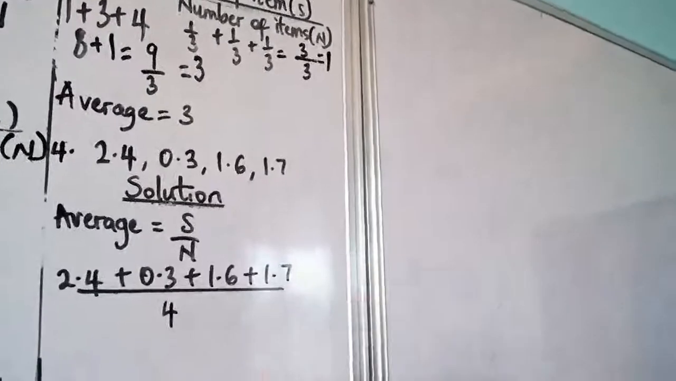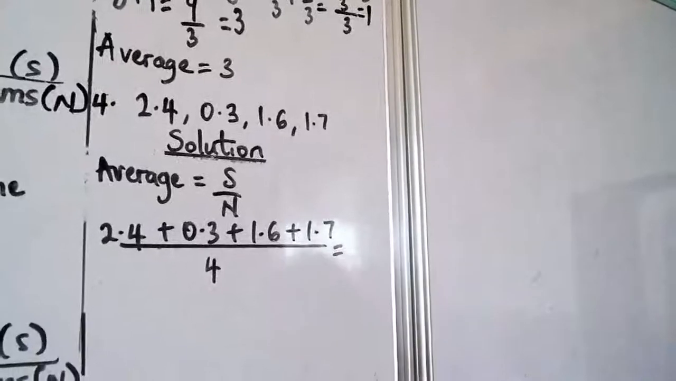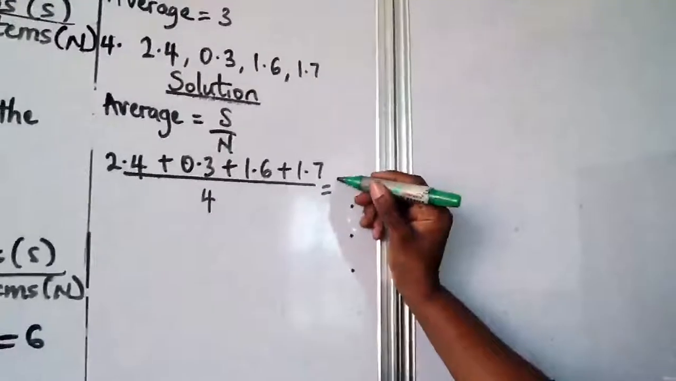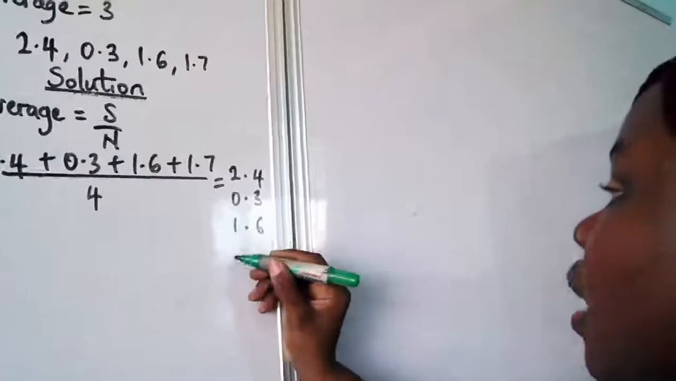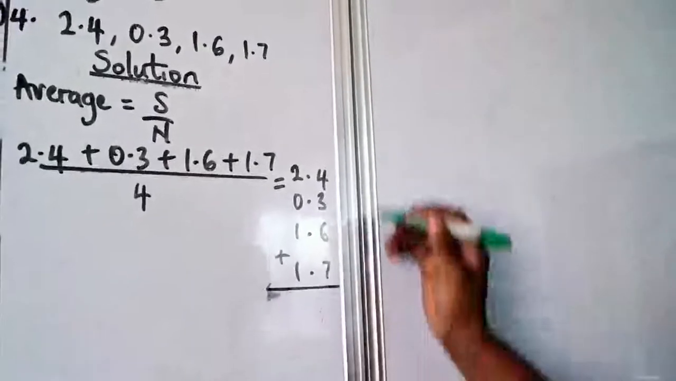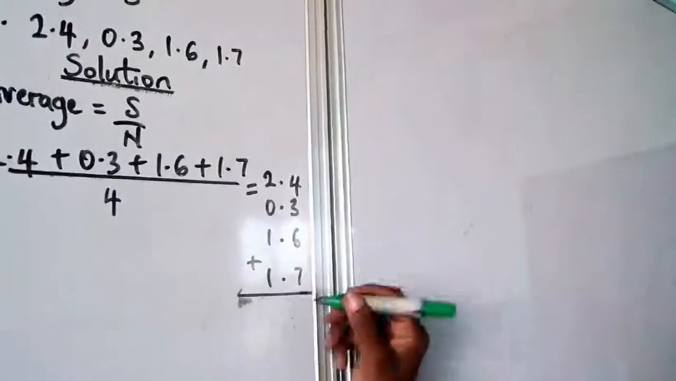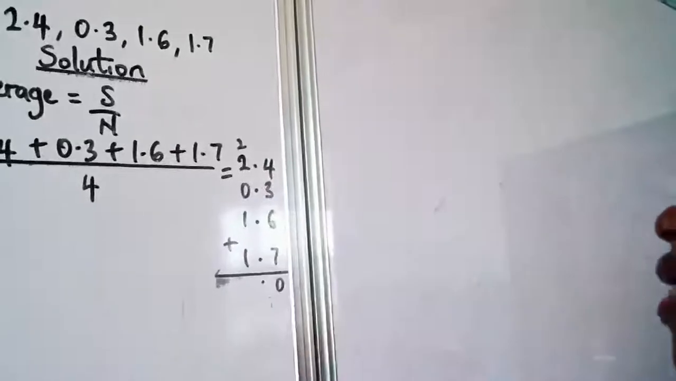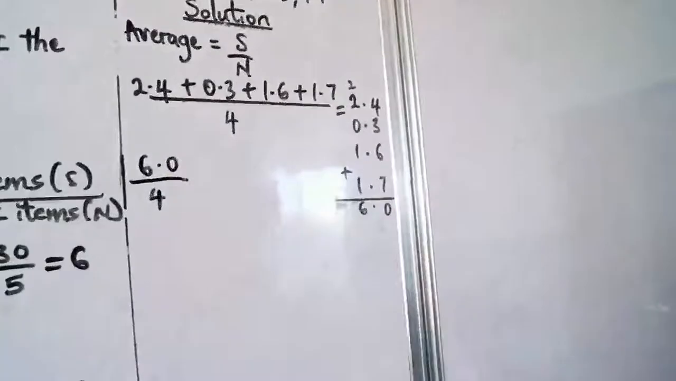Beautiful. Now we want to add up decimals. We have taught you that to add up decimals, you line up the decimal points on a straight line. Excellent. So let's write it. 2.4, 0.3, 1.6, and 1.7. Let us add up. Begin from the back. 7, 13, and 20. I write 0, I carry 2. 2 plus 2, 4, 5, and 6. So I have the 6.0 over 4.